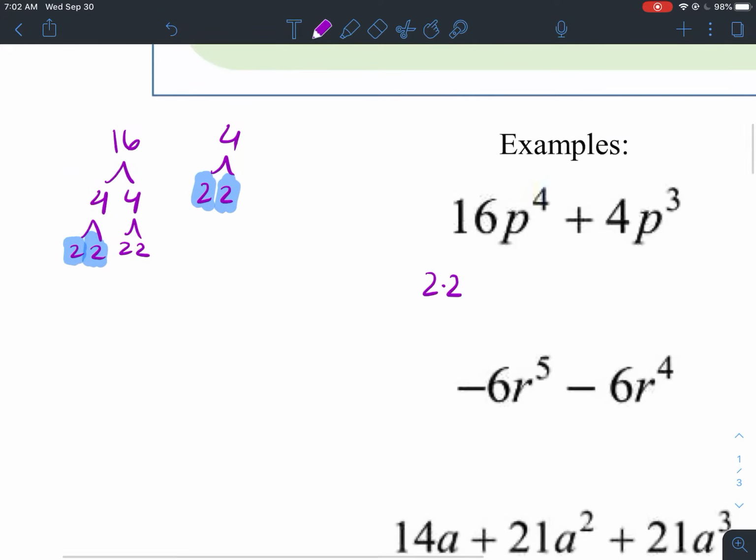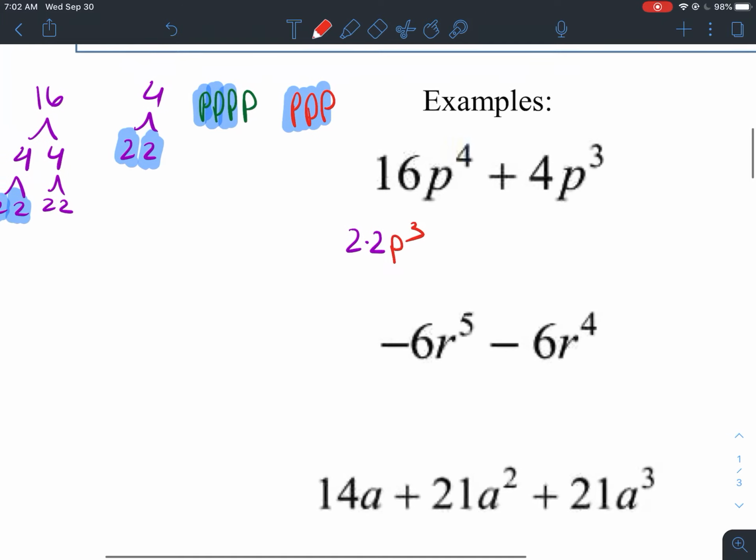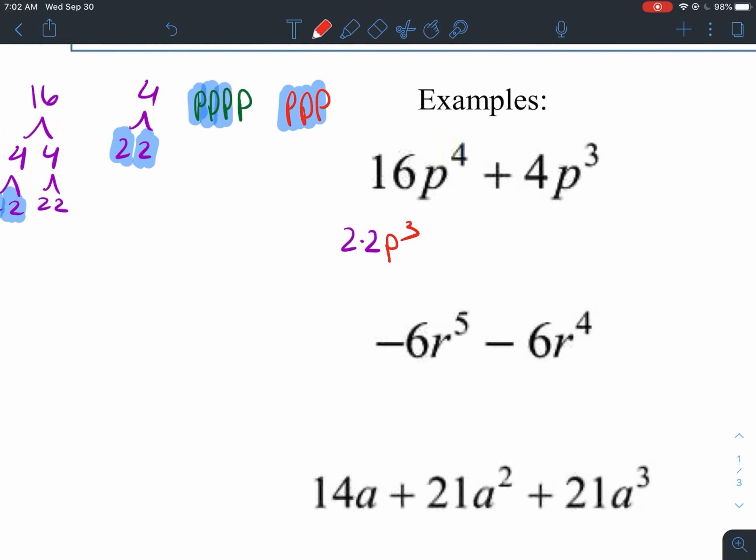Then we have to figure out how many p's we can take out. My 16p to the fourth has 4 p's: 1, 2, 3, 4. And my 4p to the third has 3 p's: 1, 2, 3. They have 3 p's in common, so I can take a p to the third out. So my greatest common factor here is going to be 4p to the third.